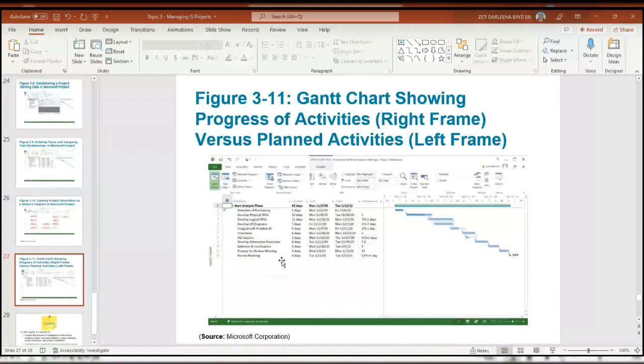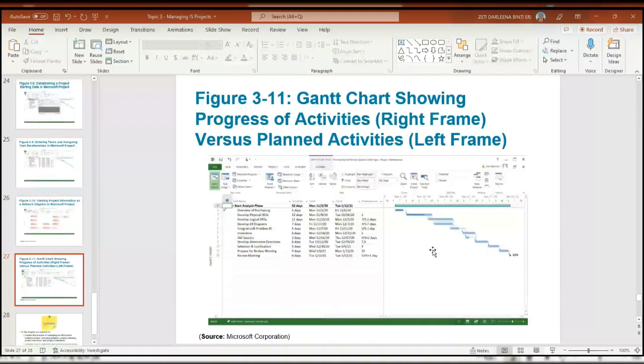Alright, so yang ini pula a Gantt chart showing progress of activity, the right frame versus plan activity. Ni progress dan ni ada bar pula lagi ni. Ini pun boleh juga kita guna tapi ini more visualize. So these are the tools yang kita guna untuk assist kita buat project management.